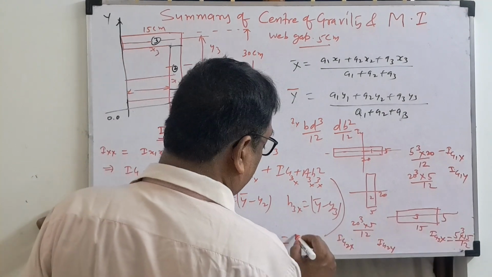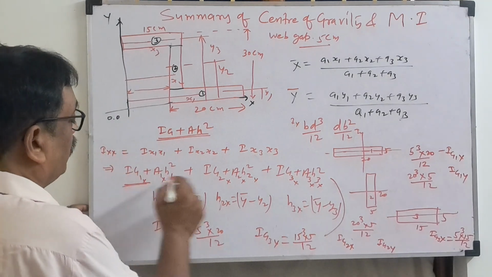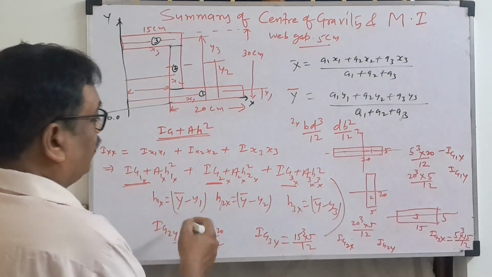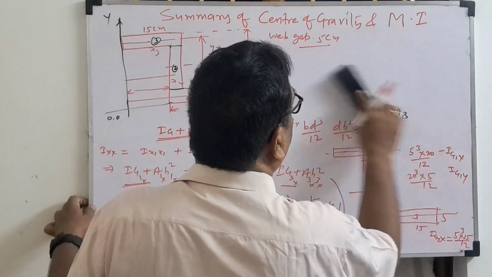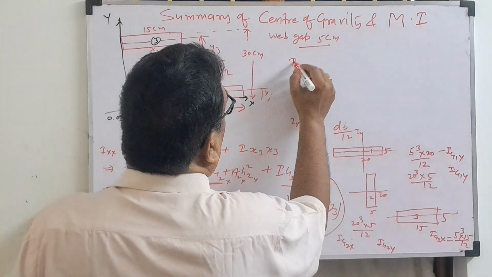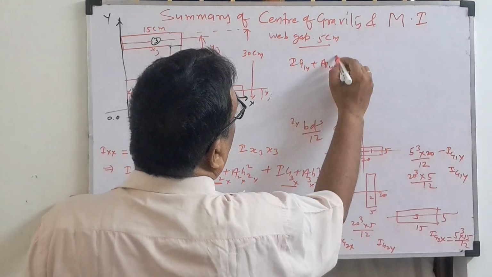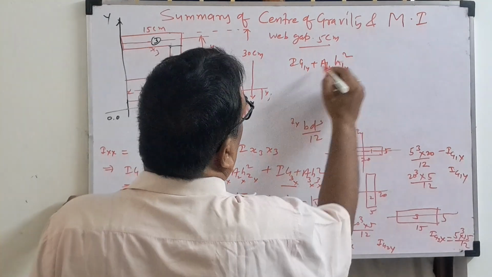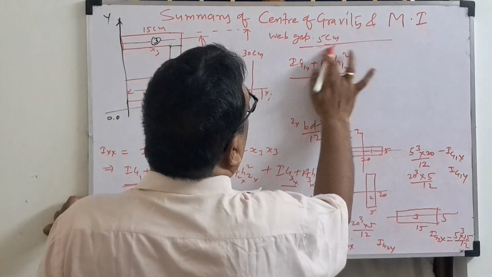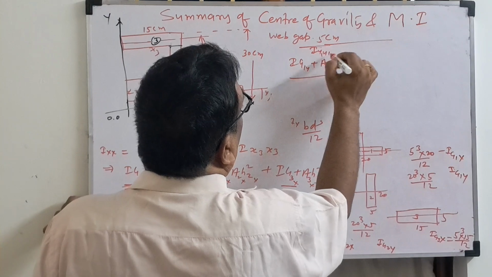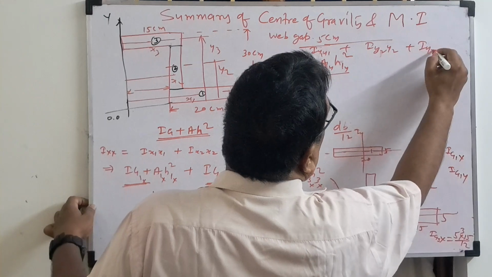For Ig3y, what will you write? 15 cube into 5 by 12. If you substitute all those things, you know Ig1, Ig2, Ig3. Then similarly, I will write the formula for Iyy here: Ig1y plus A1 into h1y square. This is called Iyy: Iy1y1 plus Iy2y2 plus Iy3y3.